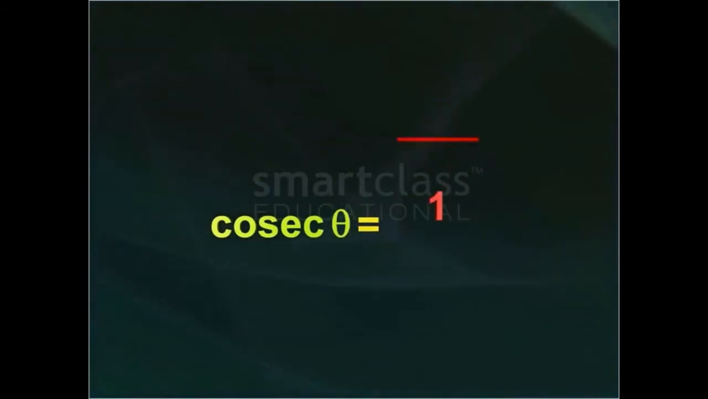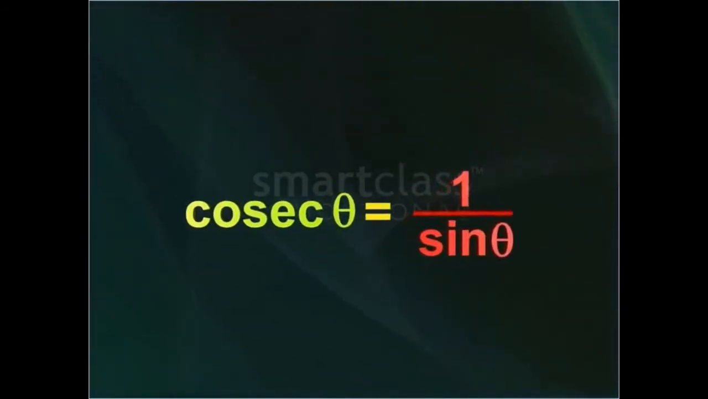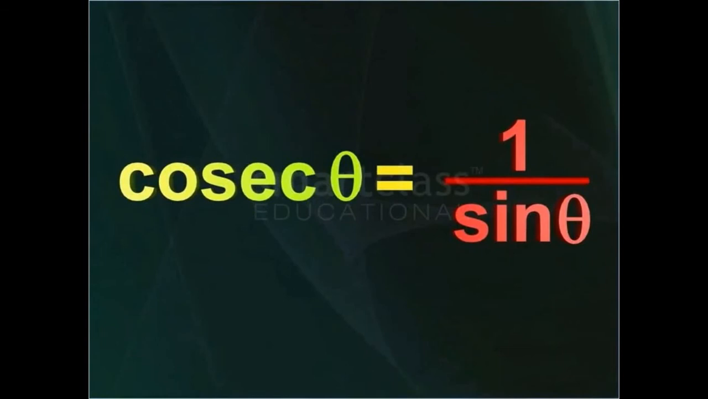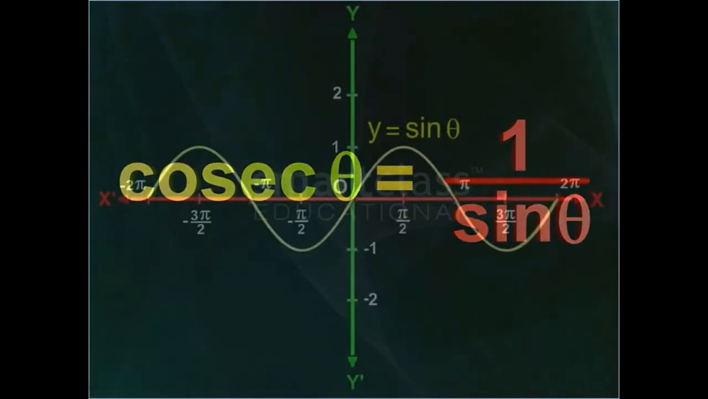The cosecant function is the reciprocal of the sine function. The graph of a cosecant function can be obtained by studying the graph of its sine function.